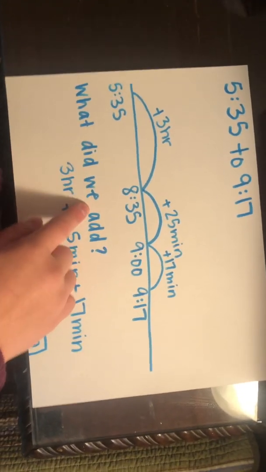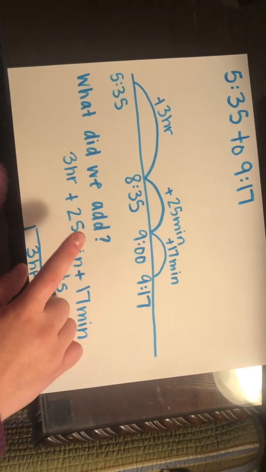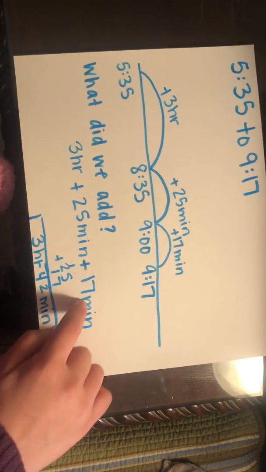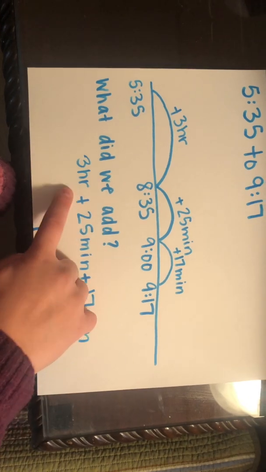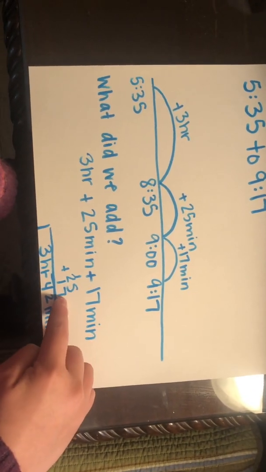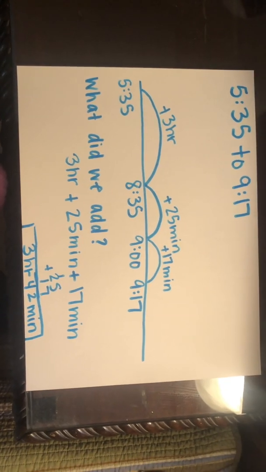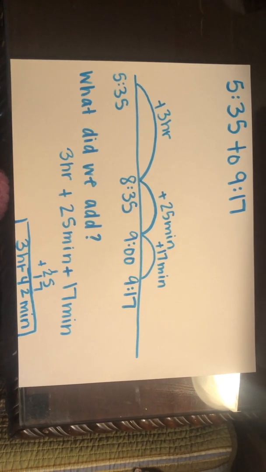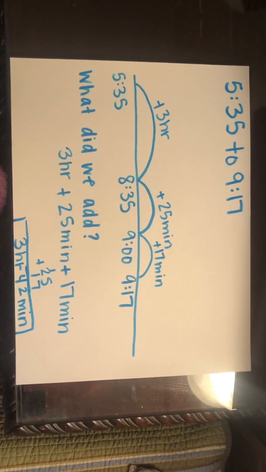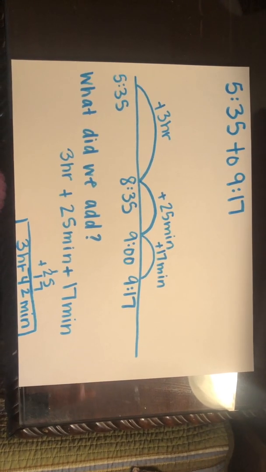So what did we add? We added 3 hours, we added 25 minutes, and 17 minutes. When we add all of those together, 3 hours plus 25 plus 17, we get 3 hours and 42 minutes. All right, it is also important to remember that counting up doesn't have to be done in just one way.